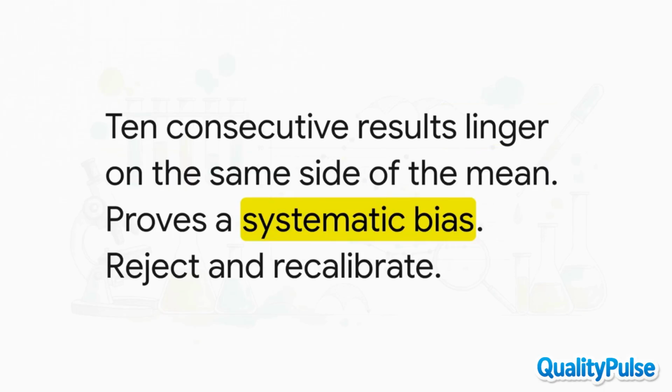Finally, there's the 10x rule. For this one, you'll see a pattern of 10 consecutive results just lingering on the exact same side of the mean, even if they aren't crossing major SD lines. This proves a systemic bias across a broader concentration. Maybe your calibration has just slowly drifted over the last week and a half. Therefore, you've got to reject the run and recalibrate.